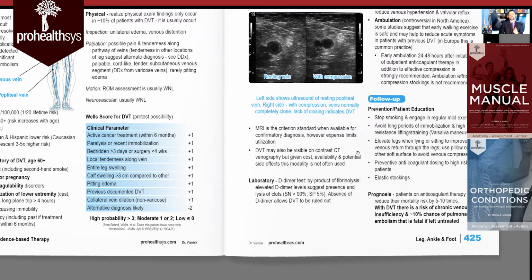Contrast CT as well, but again, typically overkill. This is going to be imaging that requires a lot of intervention and time to do in specialists. So realistically, the ultrasound, just go with that as your best choice.